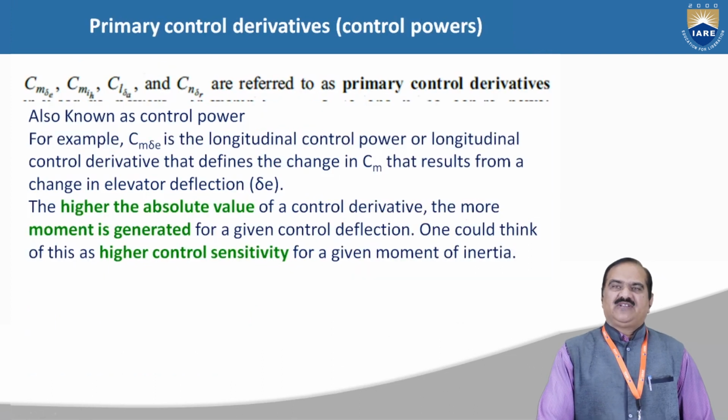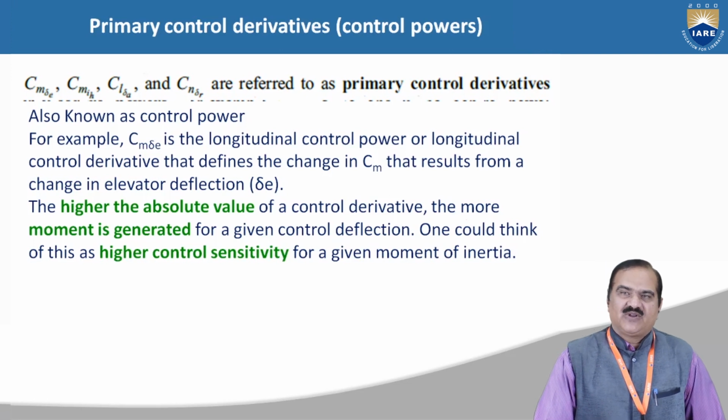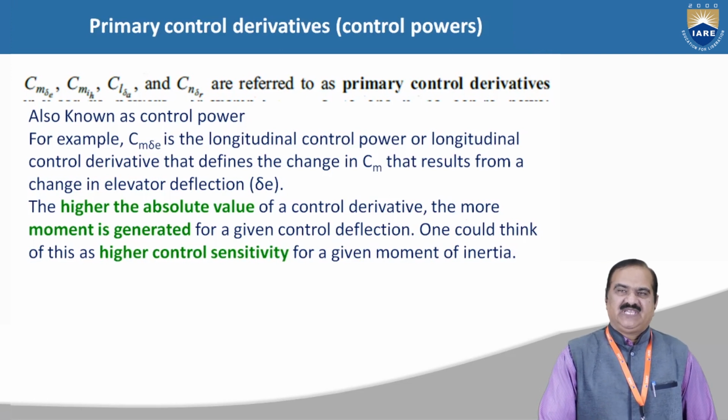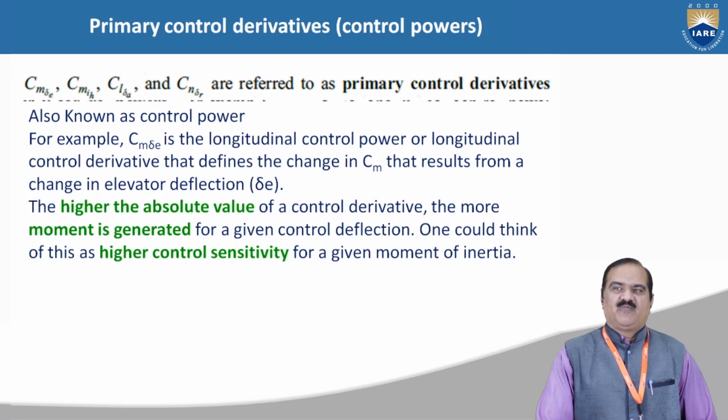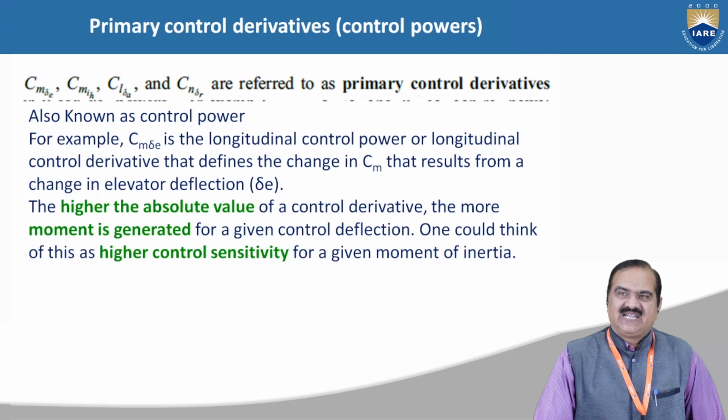Primary control derivatives. In this, we have Cm delta E, Cm iH, Cl delta A and Cn delta R, which are referred to as the primary control derivatives. These are also known as the control power. The first one, Cm delta E, is the longitudinal control power, or longitudinal control derivative, that defines the change in coefficient of moment, that is Cm, that results from a change in elevator deflection delta E.